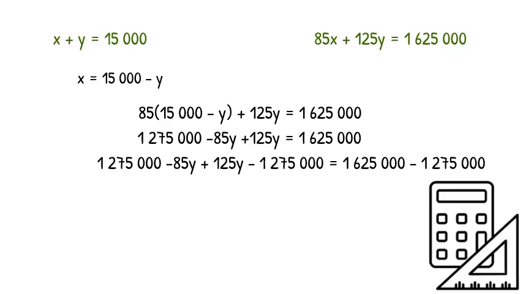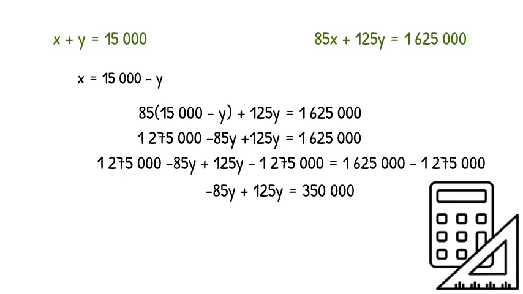$1,625,000, the total amount, minus $1,275,000, which gives us $350,000. This $350,000 is paid for by the adults who actually purchased their tickets for $125.